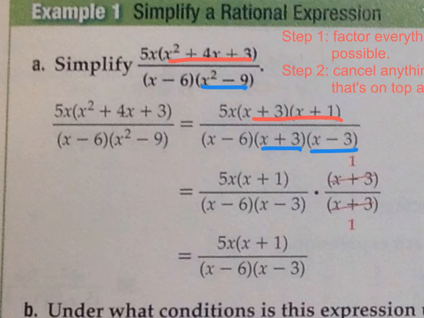Okay? Anyhow, why did we factor? That was step one. We factored everything possible. Why do we factor? So we could get multiplication. Step two is to cancel anything that's on top and bottom that's alike. Okay? So what do we have? We have this binomial x plus 3. We have this binomial x plus 3. So we are able to cancel those out. Okay, that's what they do. That's what they show on the next step.